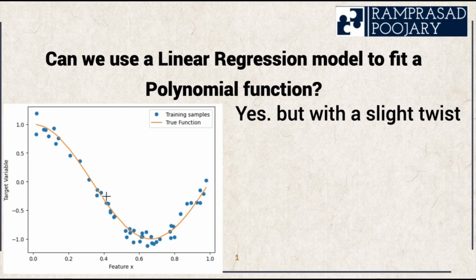So we can't use just a linear regression model here, because a linear regression model gives us a learning function y equal to mx plus c when you have only one feature x. And y equal to mx plus c is a straight line. You can't have this particular shape. So you can't use a linear regression model alone. But you can modify the linear regression model. With a slight twist, we can get a polynomial function.